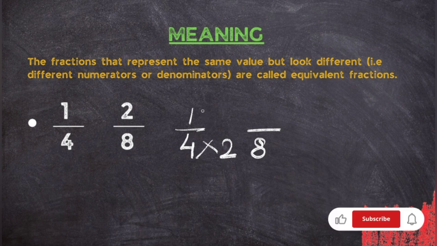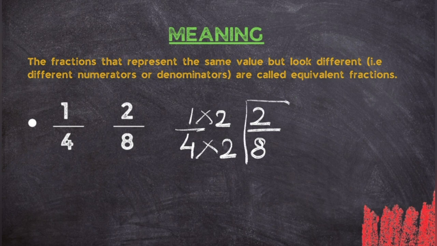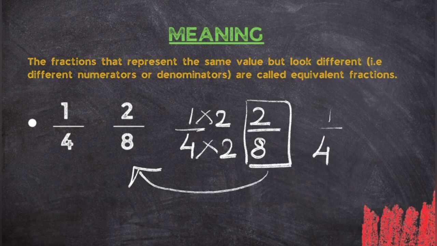Same thing you have to do in the numerator. Now 1 into 2 is 2. So what fraction did you get? 2 upon 8. And is it the same fraction that you see over here? Yes. That means 1 upon 4 is equal to 2 upon 8. That means 1 upon 4 and 2 upon 8 are equivalent fractions.